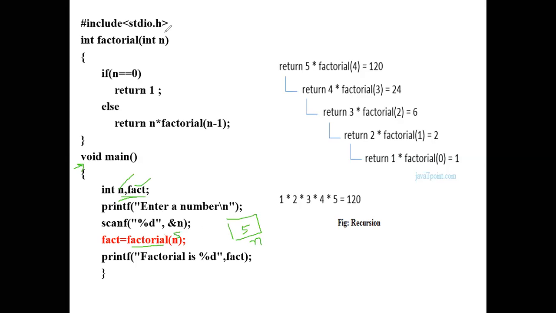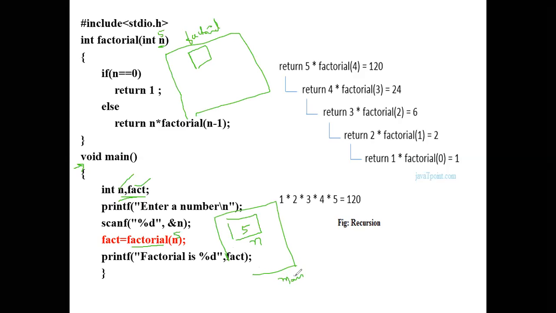That value will be copied to the variable n. You can have the same variable name or a different variable name. This is the variable which is local to the function factorial, and this variable is inside the main function. You are passing the value n is equal to 5, which will be copied to the variable n here.